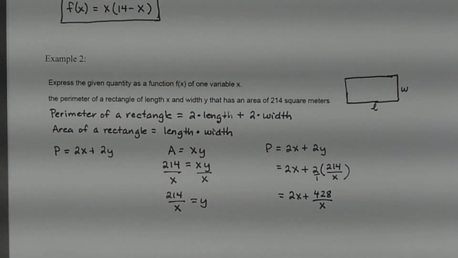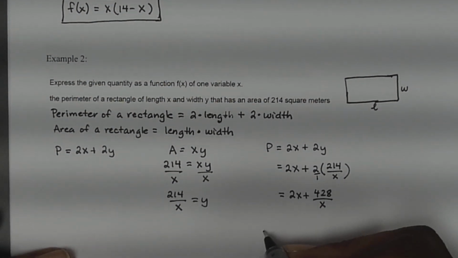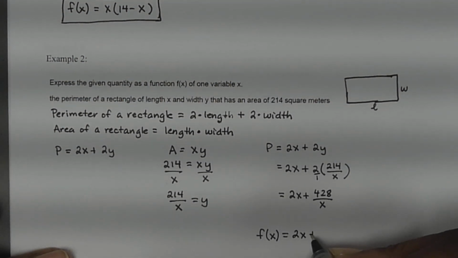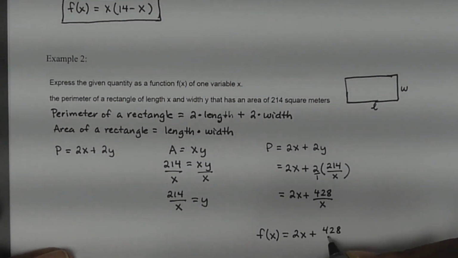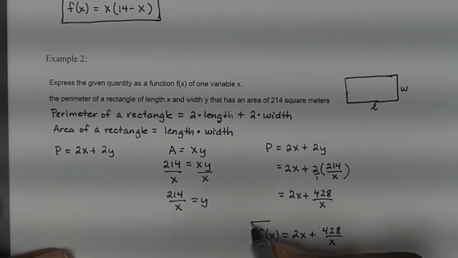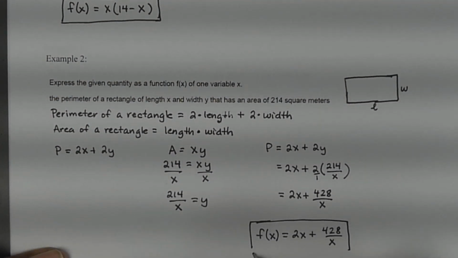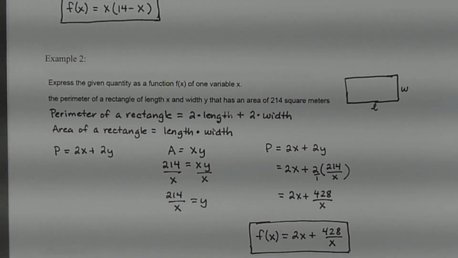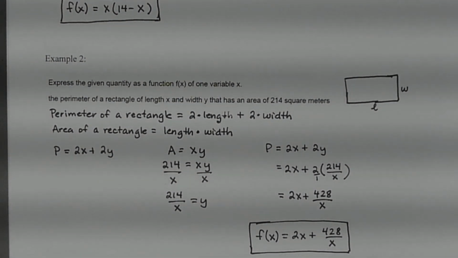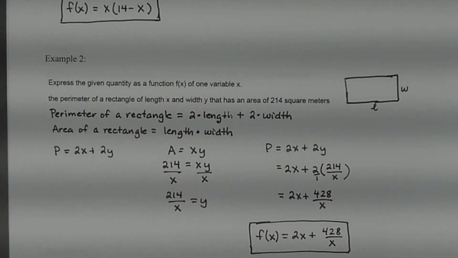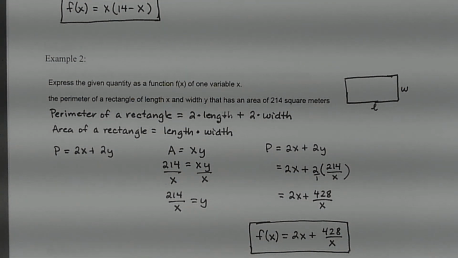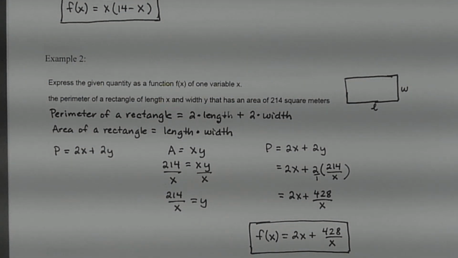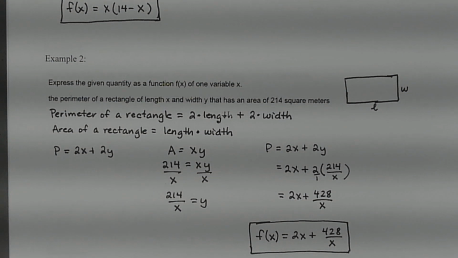And I'm going to let this be my f of x function here. So that means f of x will be equal to 2x plus 428 over x. Okay? So that would be my function f of x in a single variable. f of x equals 2x plus 428 over x. Okay.